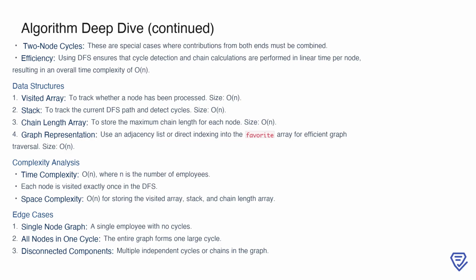For data structures, we use a visited array to mark processed nodes, a stack to track the current DFS path for cycle detection, and a chain_length array to store the maximum chain contribution for each node.